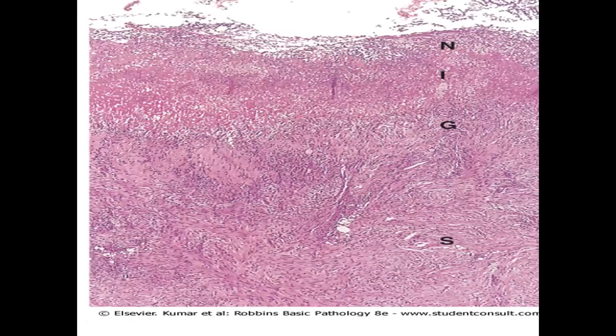So this diagram shows the histology of peptic ulcer. This is the necrotic area, and this is granulation tissue. These are the inflammatory cells, and this is the stroma.